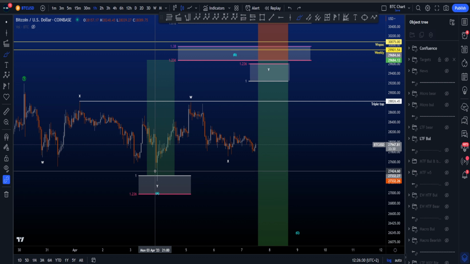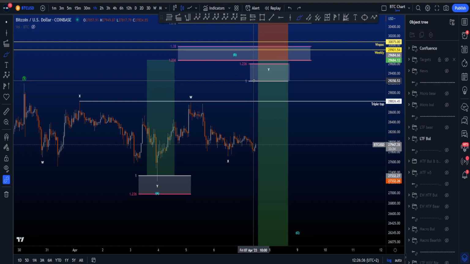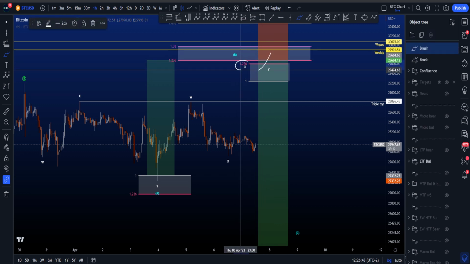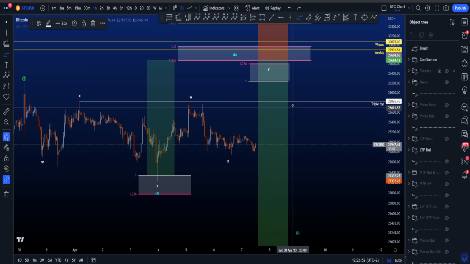Now if you look at this currently being a WXY, the most common target area for this wave Y at the moment is between the fibs over here, which is basically between 29.2k and 29.6k. As you can see, it's slightly below the wave B target area. However, that is no problem, as price can often wick above the 1.236 over here and then wick inside the wave B target area before a move to the downside.